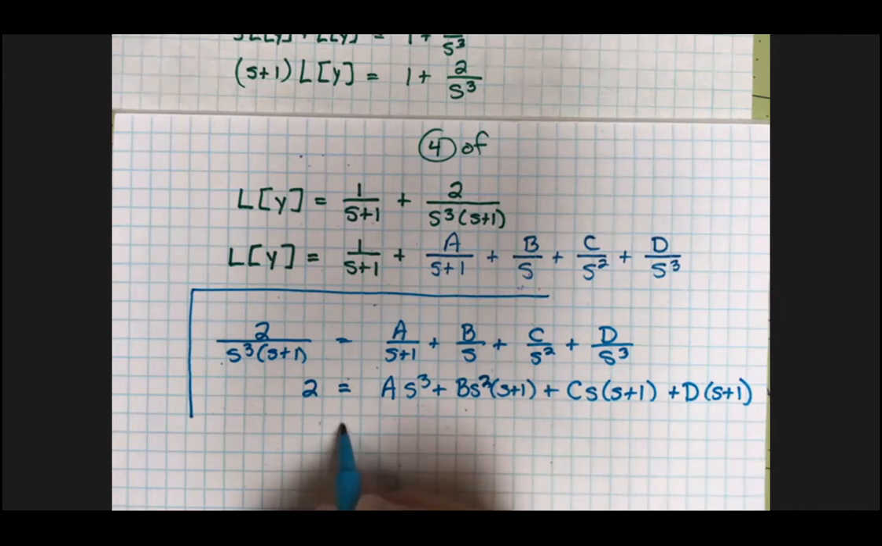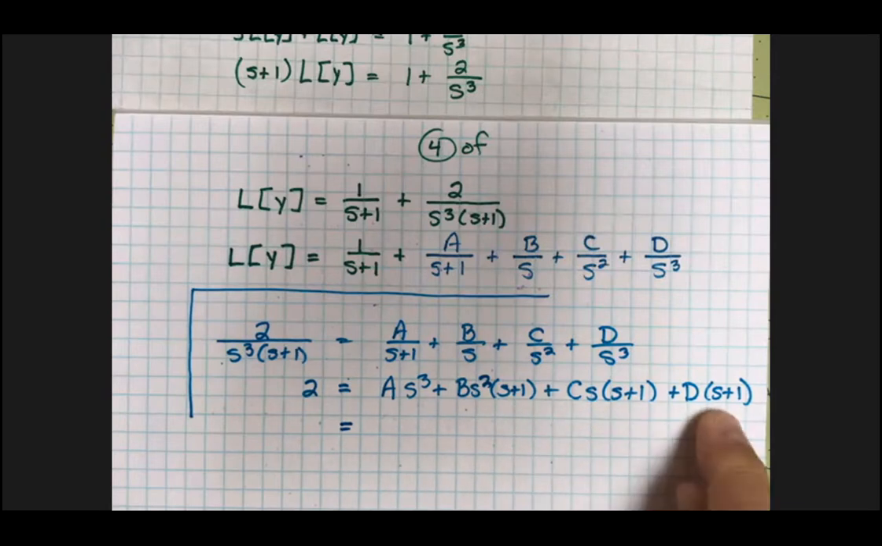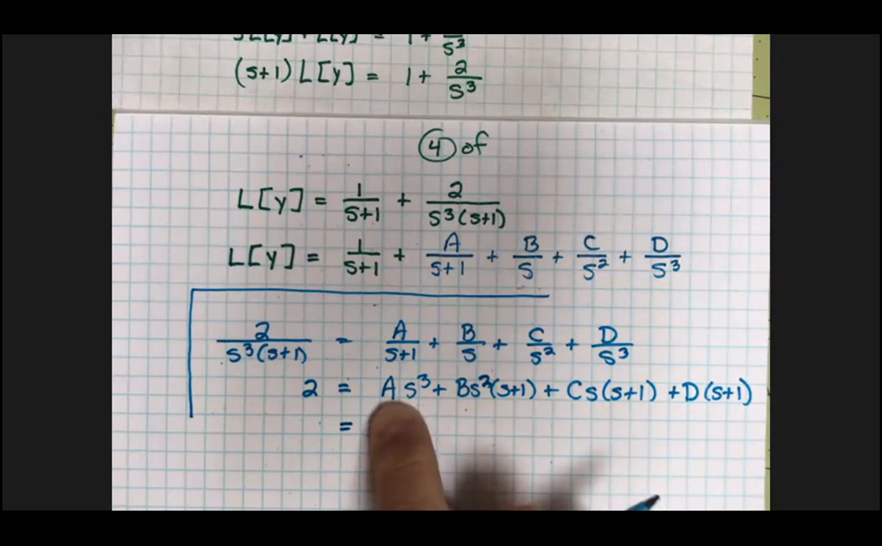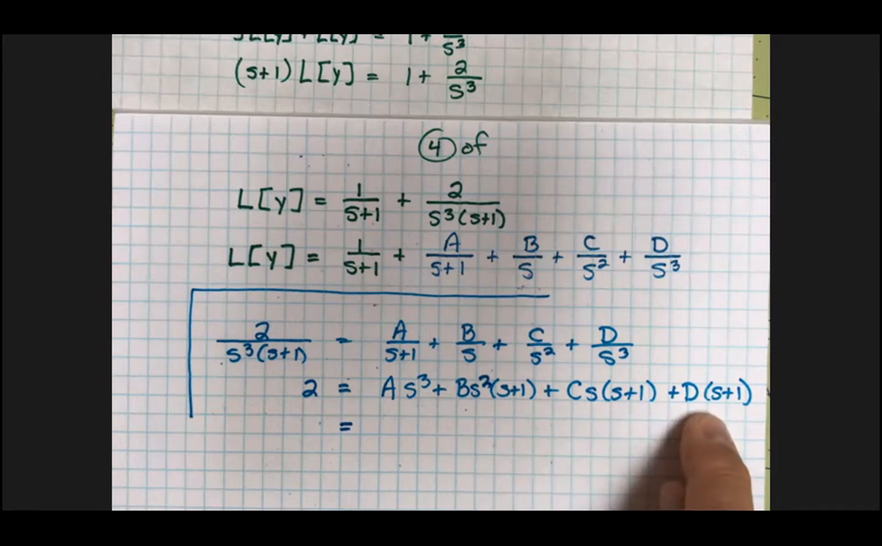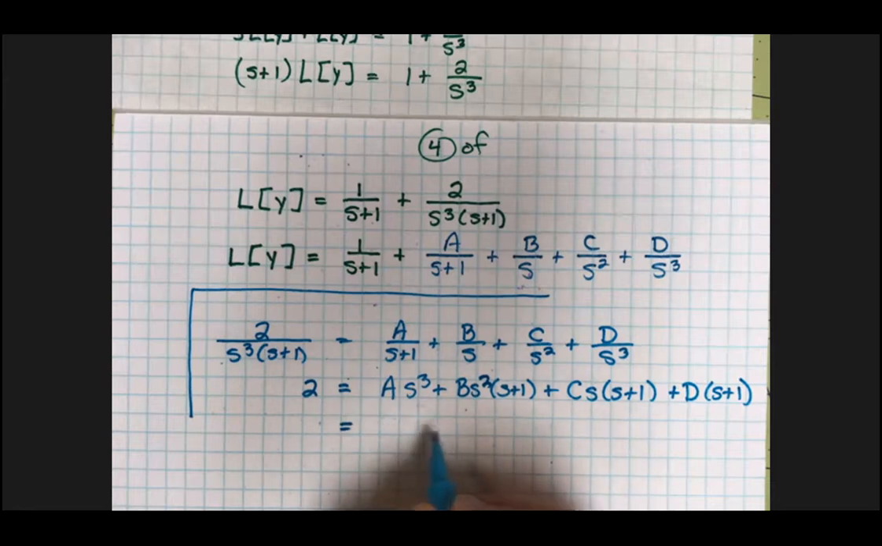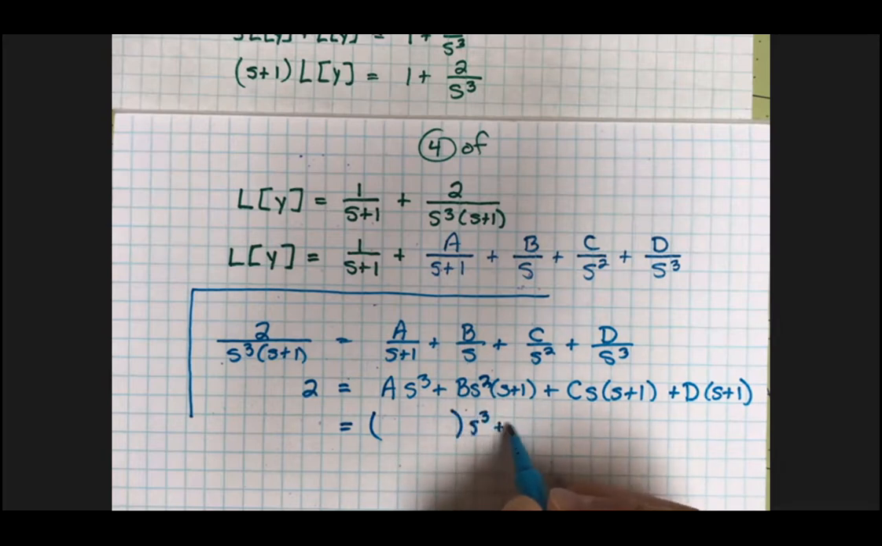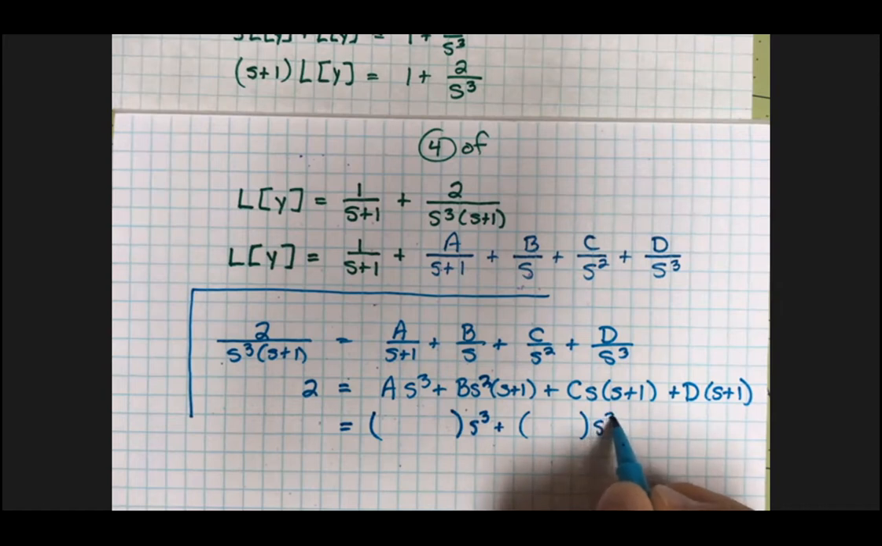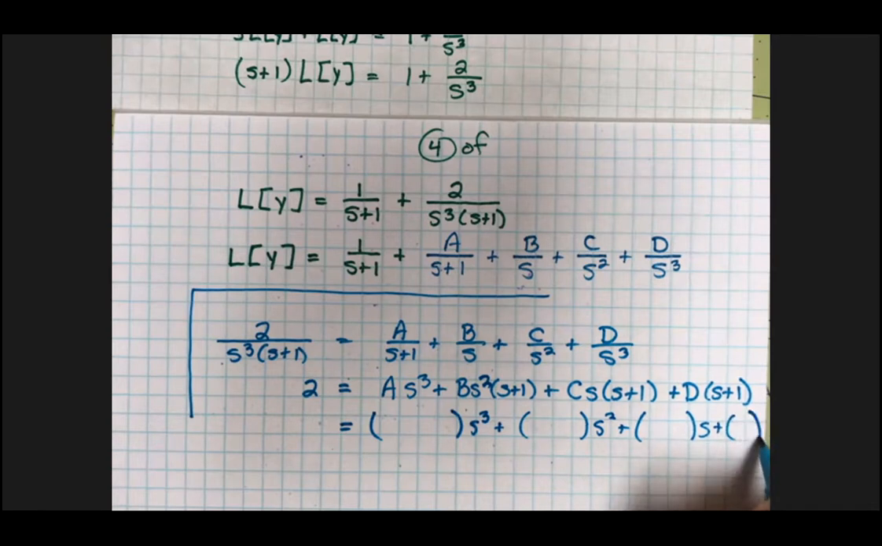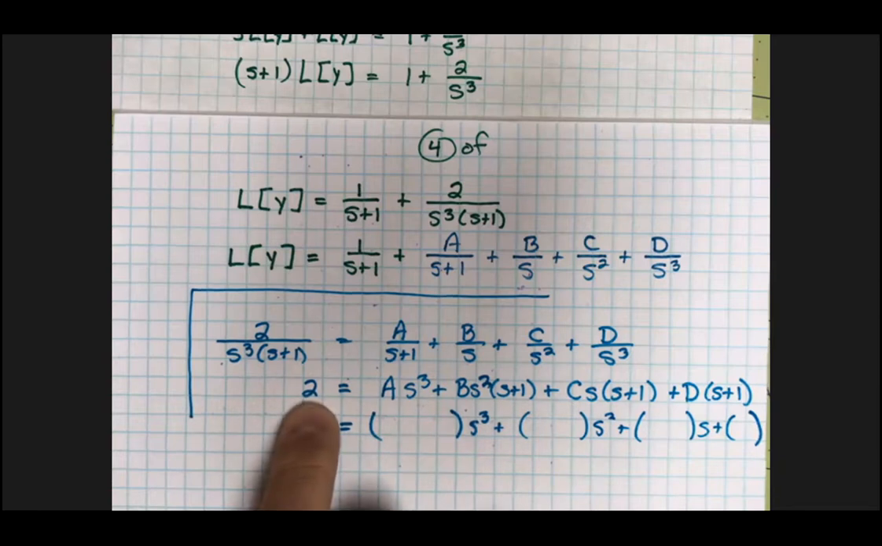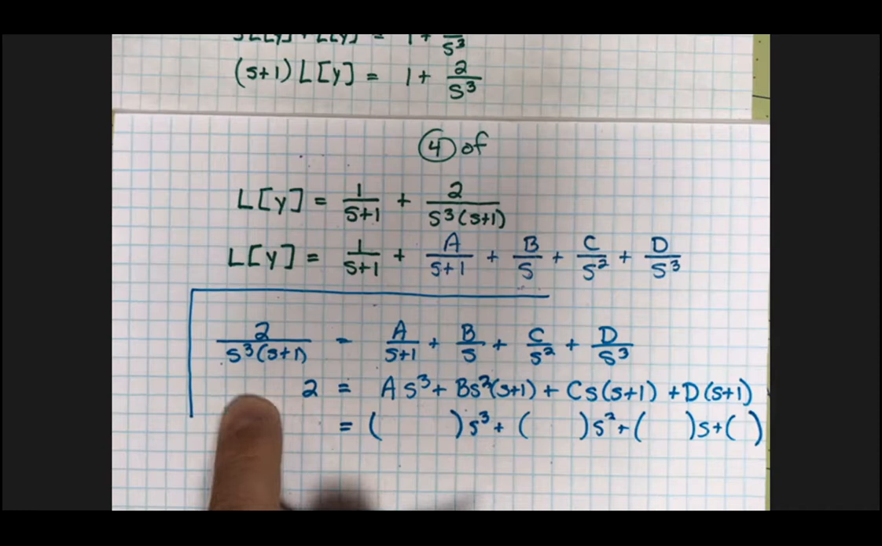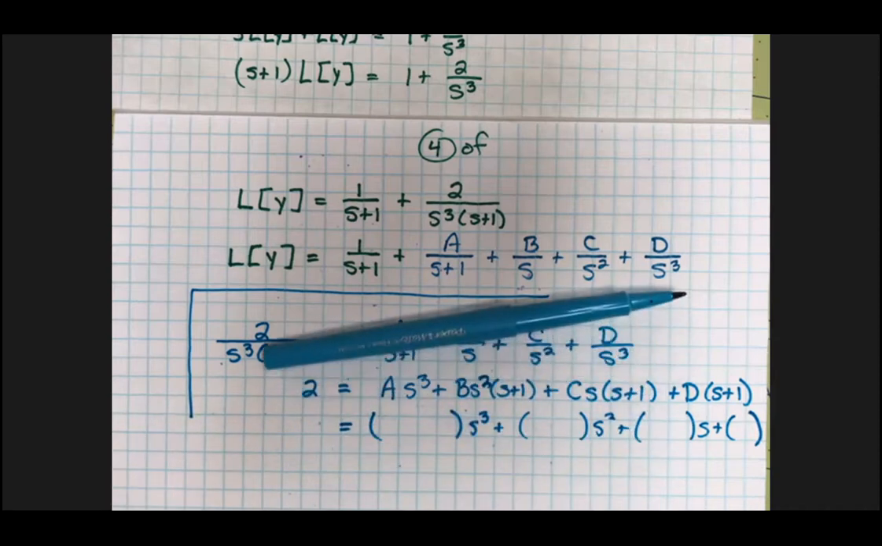What I have to do, and I like to say it like this, is I have to turn this right-hand side inside out. I've written it from the perspective of A, B, C, and D. I'm featuring A, B, C, and D, right? What I should rather do is write it from the perspective of the powers of s: s cubed, s squared, s, and the constants. That's what I need to focus on, because that's what I have over here. A constant of 2, 0 powers of s, 0 powers of s squared, 0 powers of s cubed. That's going to allow me to compare.